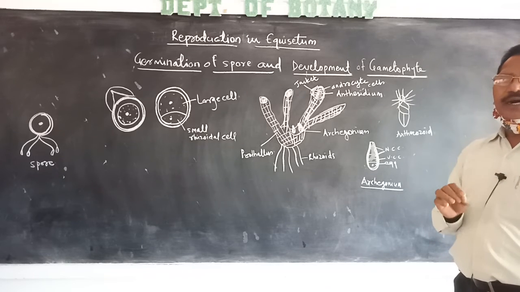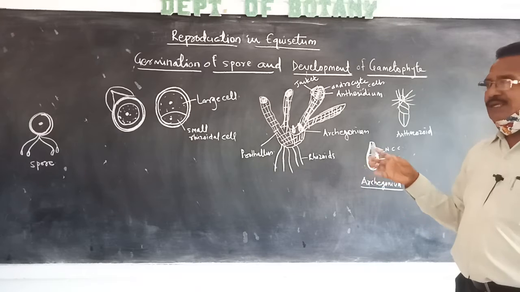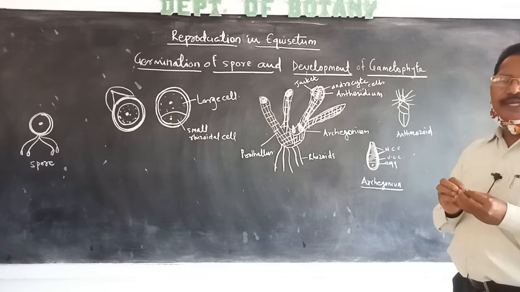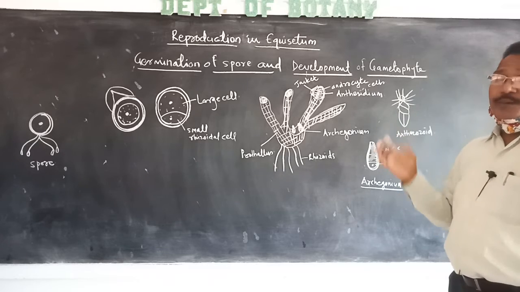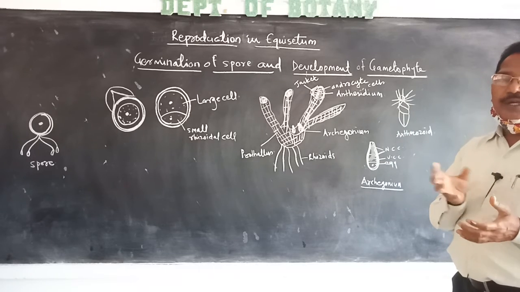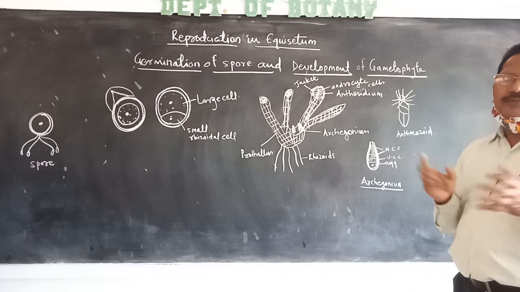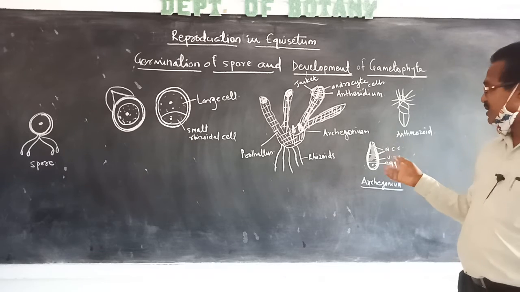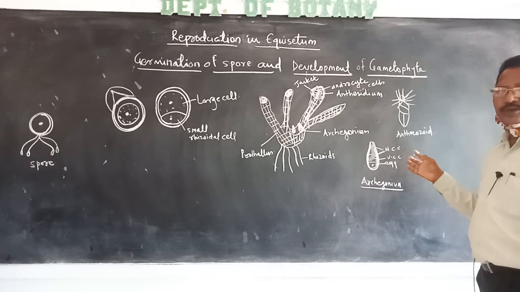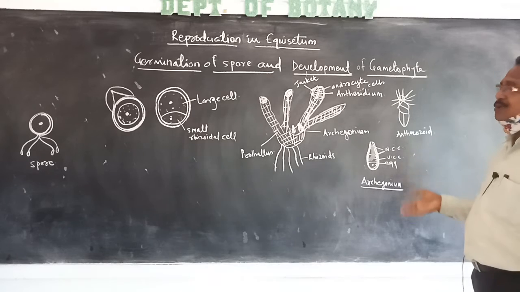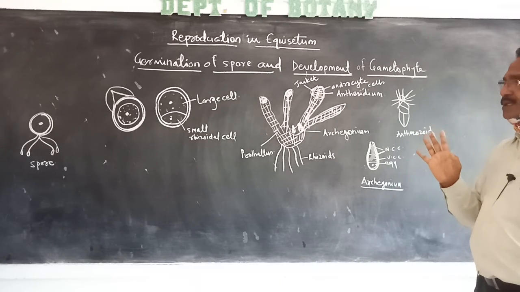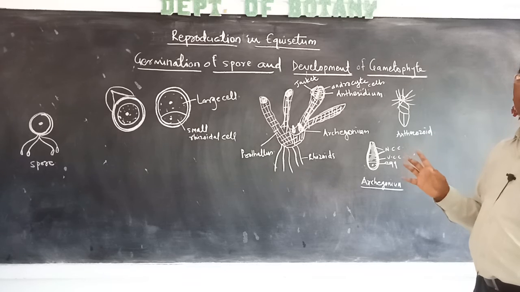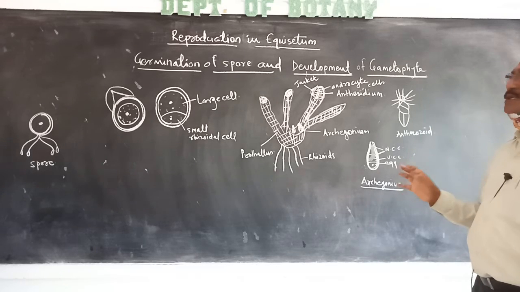Zygote is the beginning of sporophytic generation, and after fusion of male and female gamete, it forms a diploid structure. As the sporophyte is diploid in nature, therefore the zygote is the beginning of sporophytic generation. From this zygote, it later develops into an embryo, and the embryo later develops into a new equisetum sporophytic plant. In this manner, the life cycle of equisetum is completed.